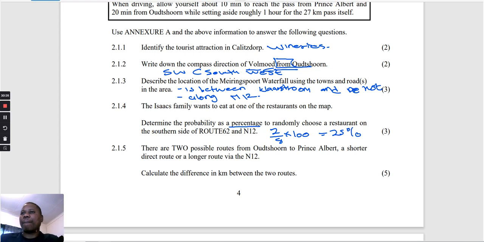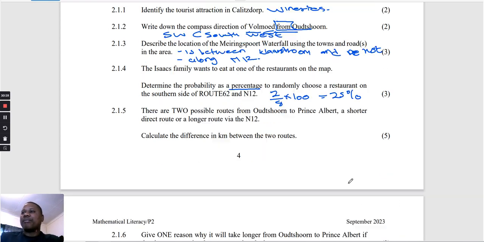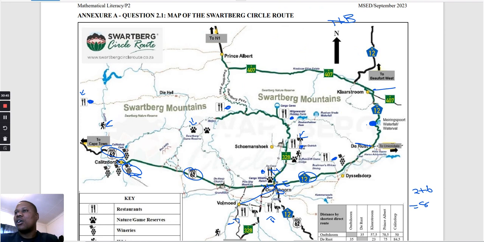Okay. Now they say there are 2 possible routes from the Oostrom to Prince Albert: a shorter direct route or a long route via the N12. So the direct one, you just move from here. Let me use this rubber to remove this one, because now we're going to use them right around here. So the shorter route, this is the direct route from here to here.